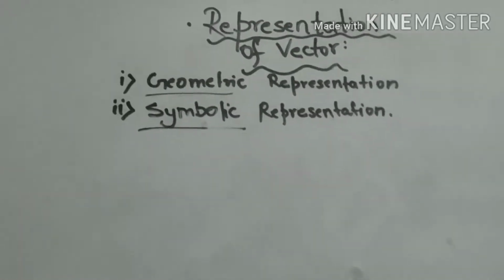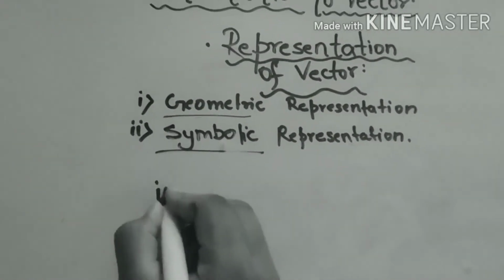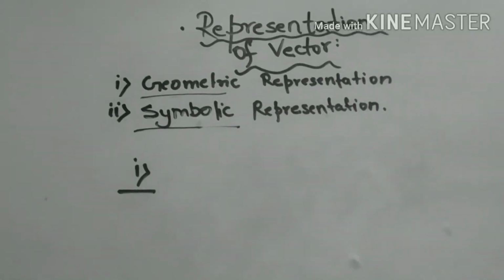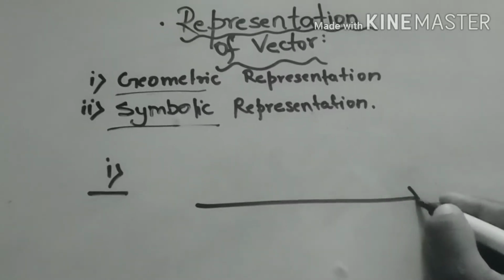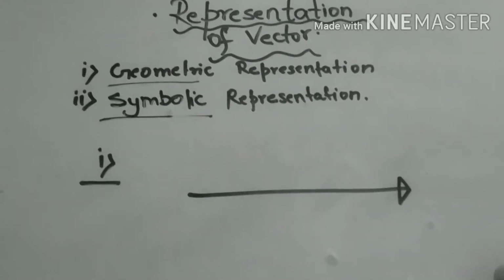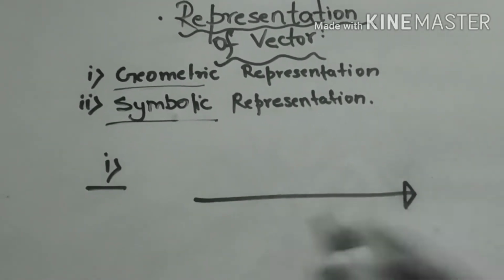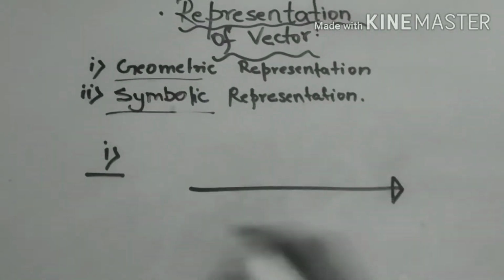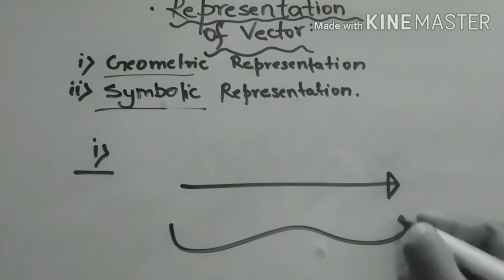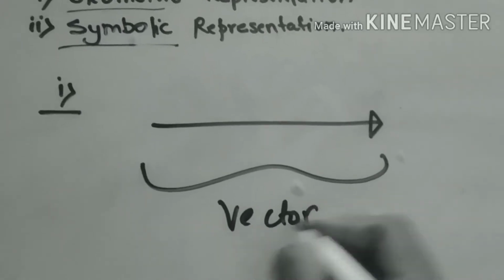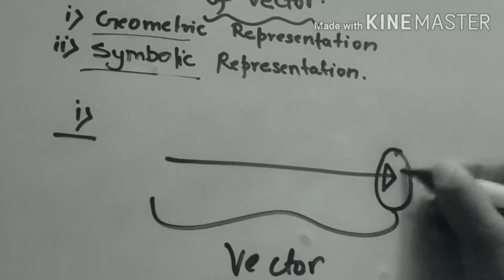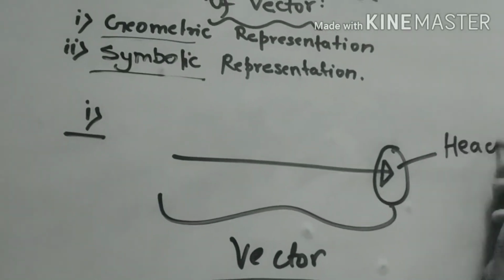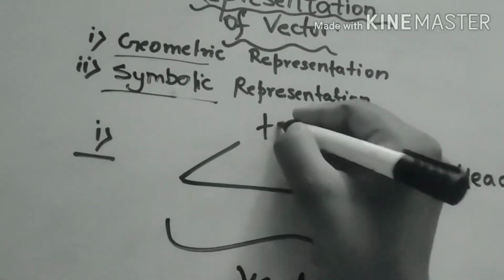First, we'll see how we can represent any vector geometrically. To represent any vector geometrically, we need a line with a head like an arrow, and this can be referred to as a vector. This is the geometrical representation of a vector, and this part is called the head. This part is called the tail.